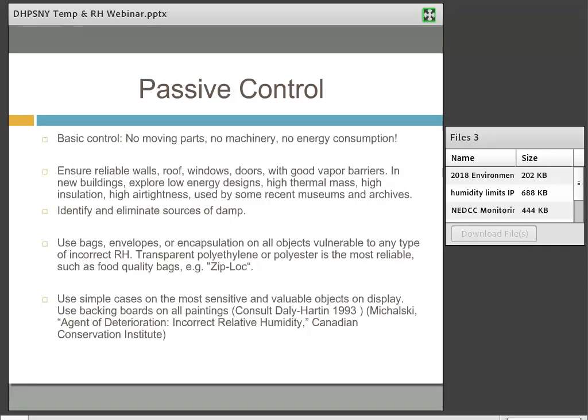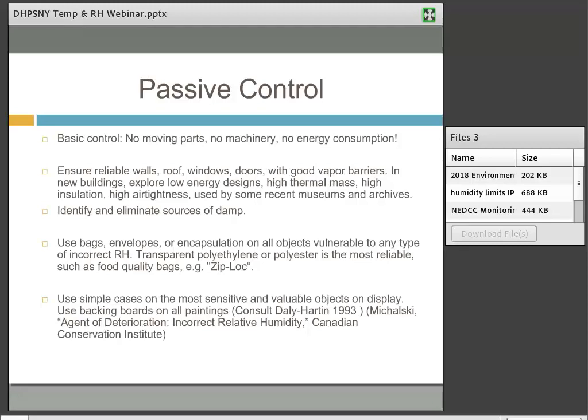So at the most basic level of passive control, we're talking about a situation with no moving parts, no machinery, and no energy consumption at all. And in terms of building design, that means ensuring that there are reliable walls, a strong roof, sealed windows, and doors that have good vapor barriers. In new buildings, low energy designs can be explored. Buildings with high thermal mass, high insulation, high air tightness. Structures like that have been used by some recently built museum structures.